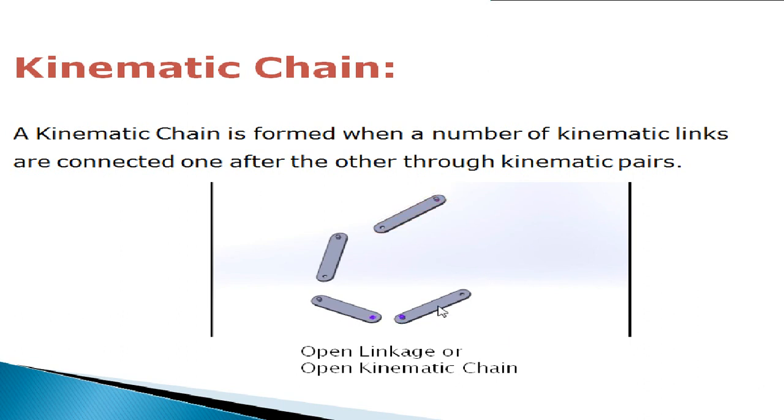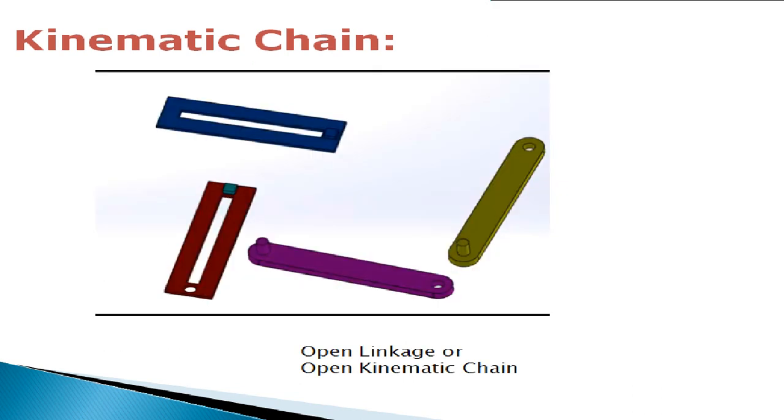Let me just show once again. This is link 1. Link 1 is connected to link 2. Link 2 is connected to link 3. Link 3 is connected to link 4. So all these four put together form a kinematic chain, or we call it a kinematic linkage. For reasons that will be clear to you in a while, we call it an open kinematic linkage or open kinematic chain.